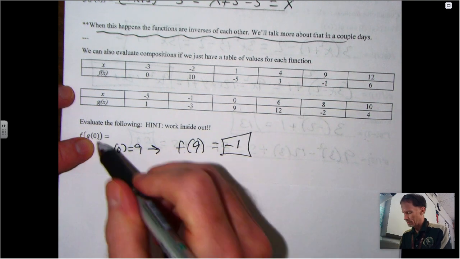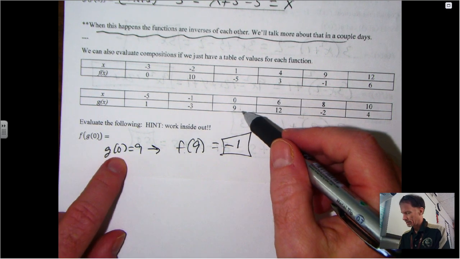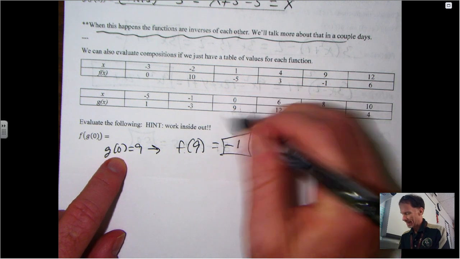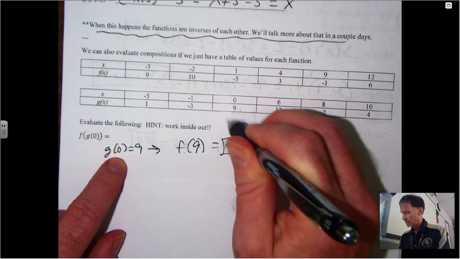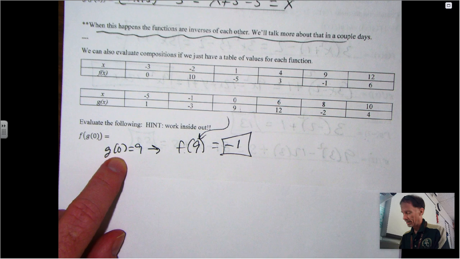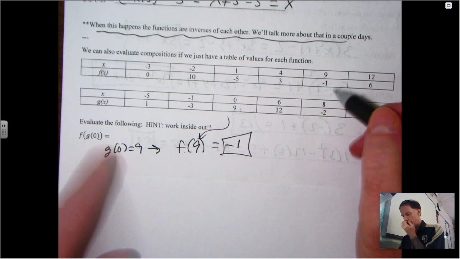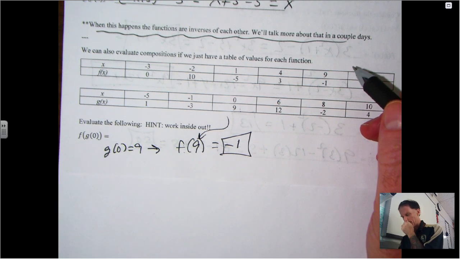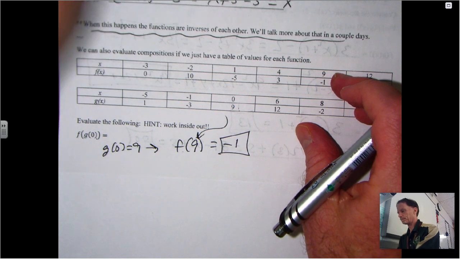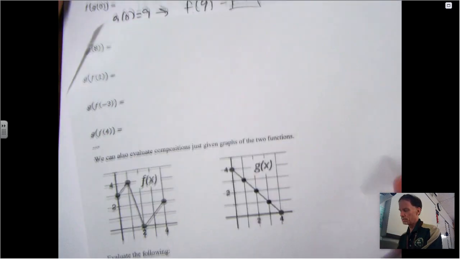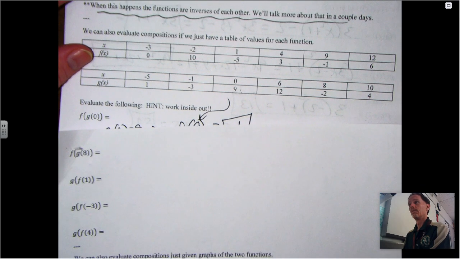So you take the initial input, see what happens on the inside function. You take that answer, and then that becomes your input for the outside function, and whatever happens there is your final answer. Okay? I got a couple more of those. I'm going to turn my paper off so we can still see the table up there on top.